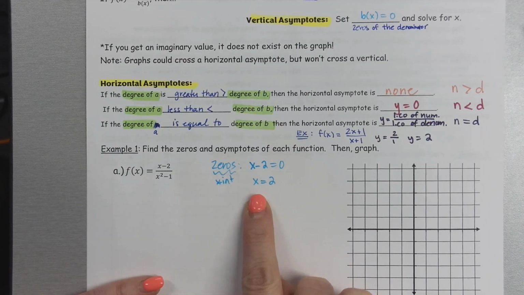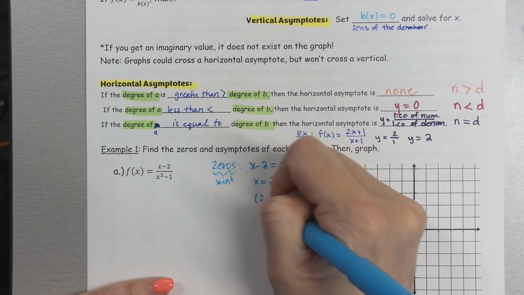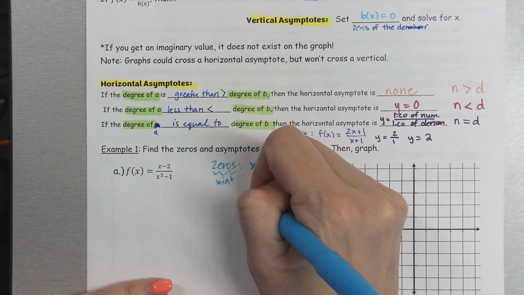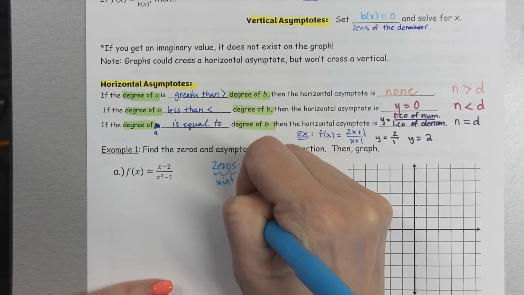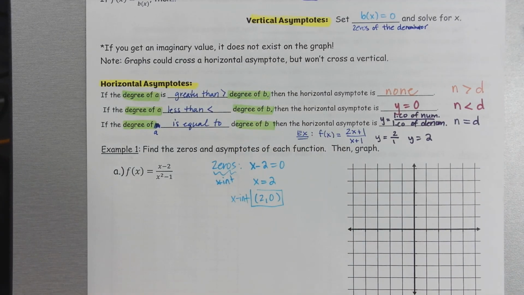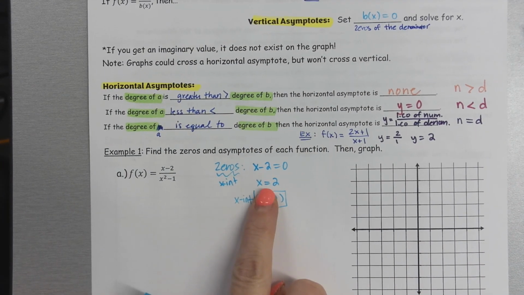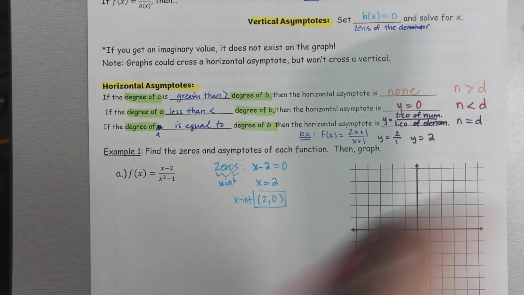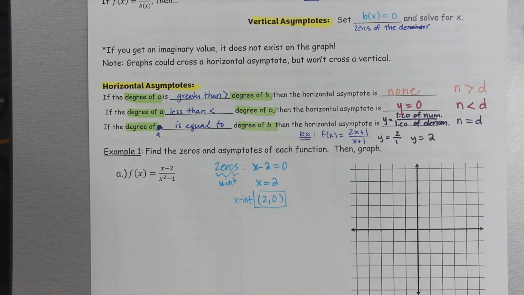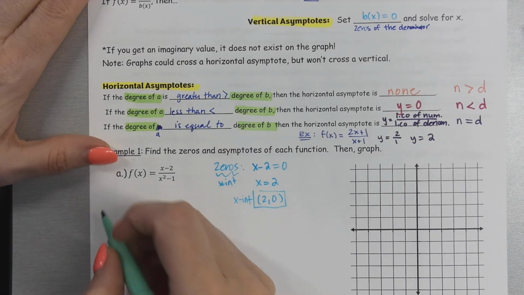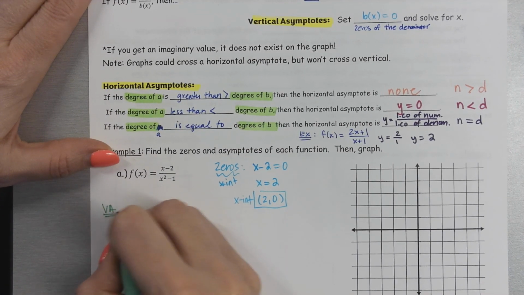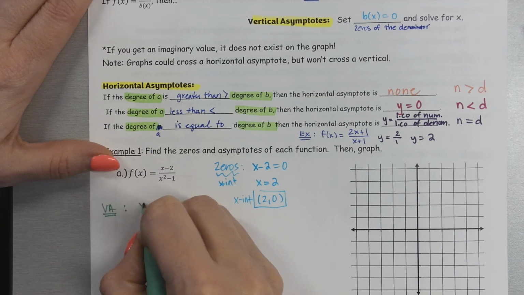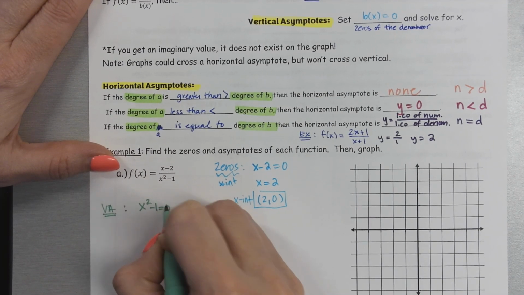You guys found x was equal to 2, and the way that we're going to write that is as your x-intercept. So again, when you found the zeros, you found that x was equal to 2, and you solved. And then you also found the vertical asymptote, which is where you took x squared minus 1 equal to 0.